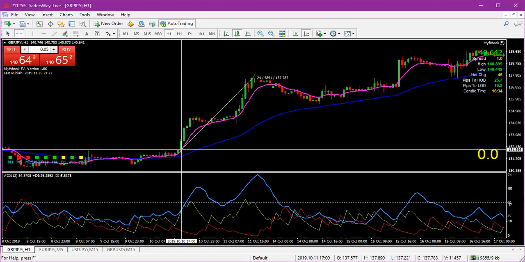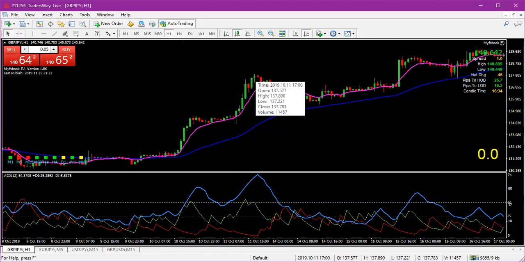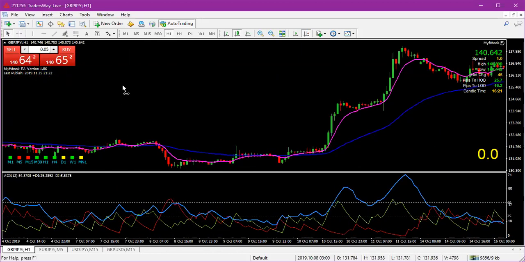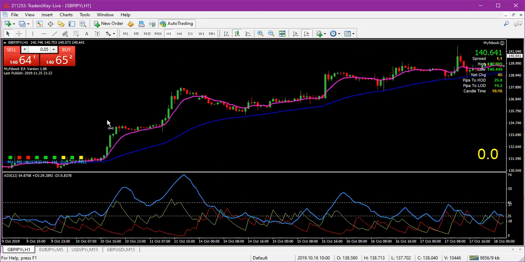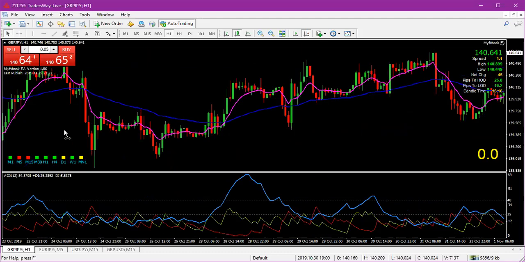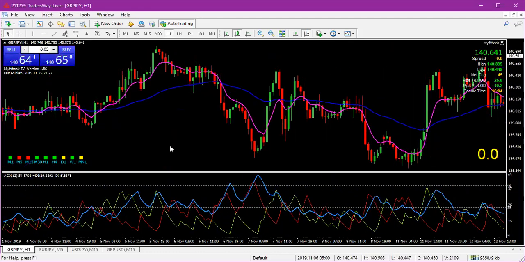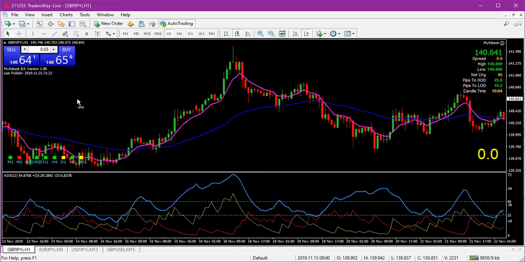on a 1 hour. So yes, you can use this for scalping. You can use this for long-term trading. Doesn't matter what time frame. You can use it on anything. You can use it on US 30, GR 30. You can use it on gold, silver, oil. Doesn't matter, because it's all tied into the strength of the trend, and that's really what it's all about.